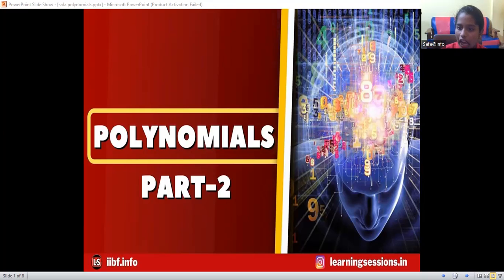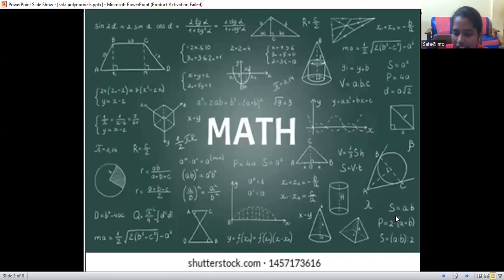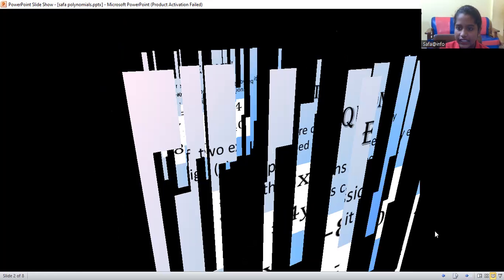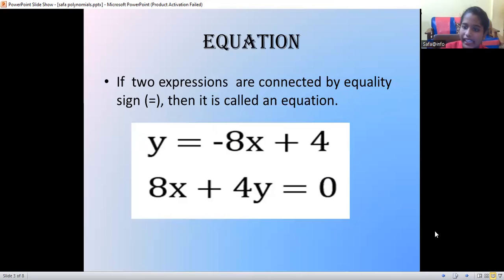Now coming to our chapter polynomials part 2, that is equations. Today we are going to learn about equations. In our previous class we discussed some details about equation and expression. If two expressions are connected by an equality sign, then it is called an equation.